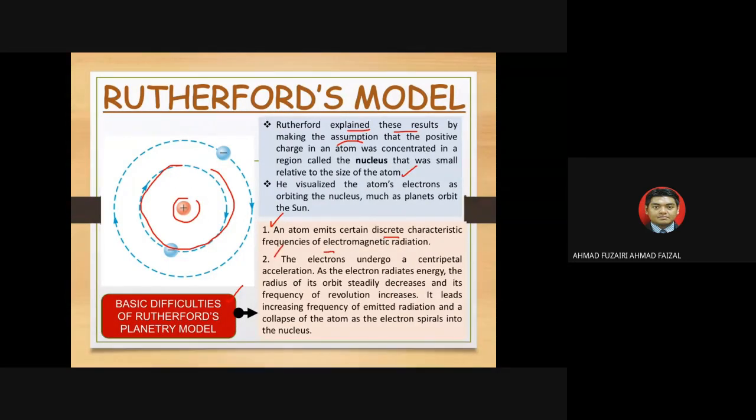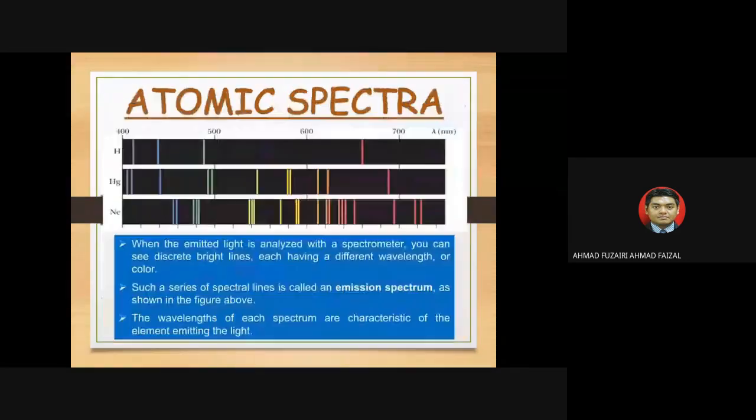And then the second difficulty was that the electron will undergo a centripetal acceleration. So as the electron radiates energy, the radius of its orbit steadily decreases and it will increase the frequency of revolution. As a result, this will lead to an increasing frequency of emitted radiation and will cause a collapse of the atoms as the electron spirals into the nucleus.